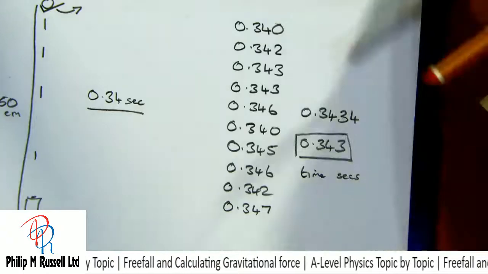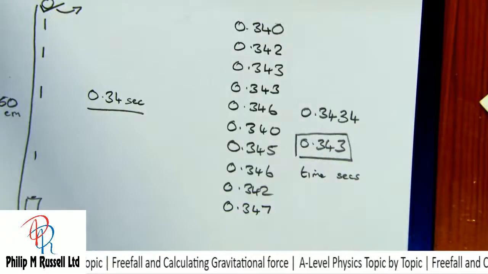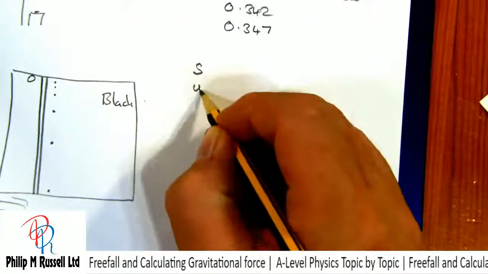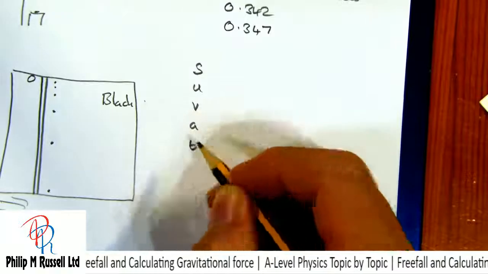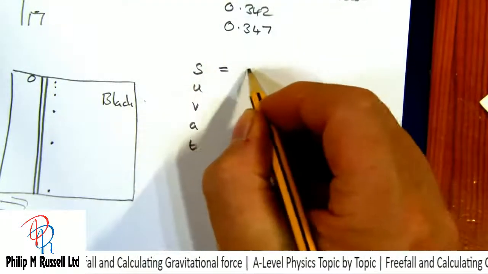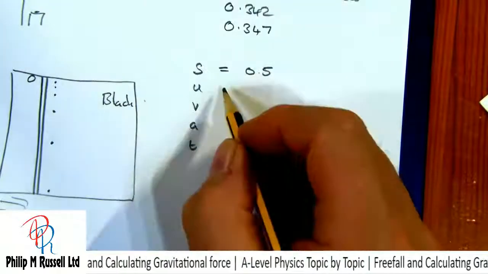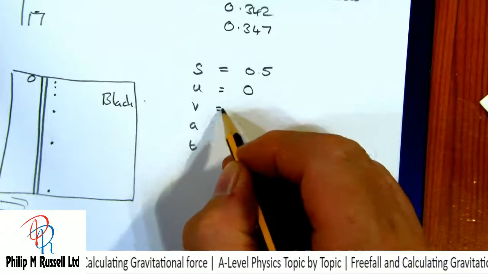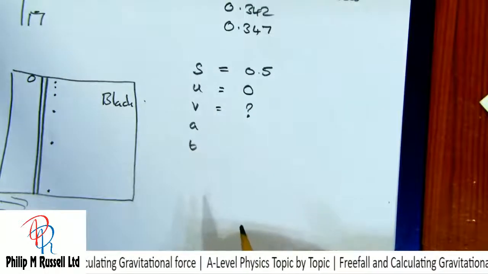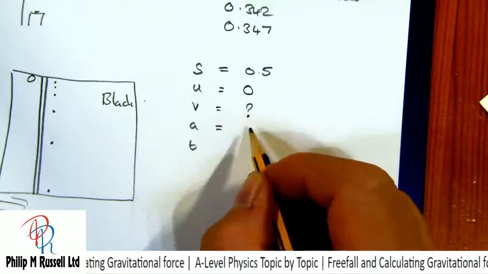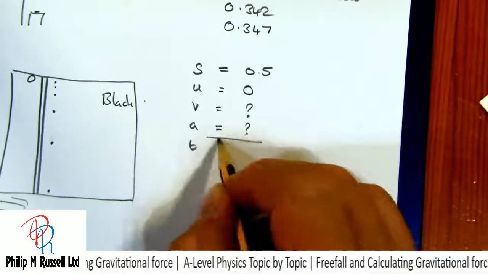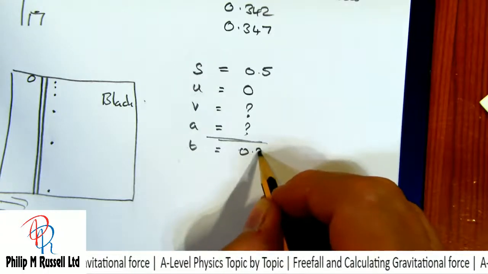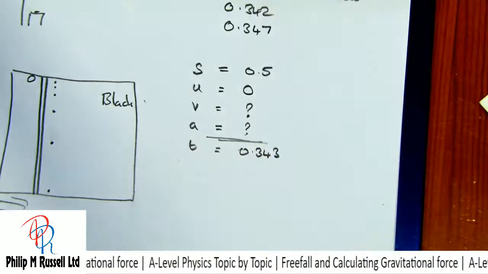Well, let's start with a little formula, and we're going to use something like our suvat. I know my distance. This is 0.5 of a meter. I know my initial velocity is 0. I have absolutely no idea what my final velocity is. Acceleration, well, this is what we're here to calculate, and I've got my time, which is 0.343.